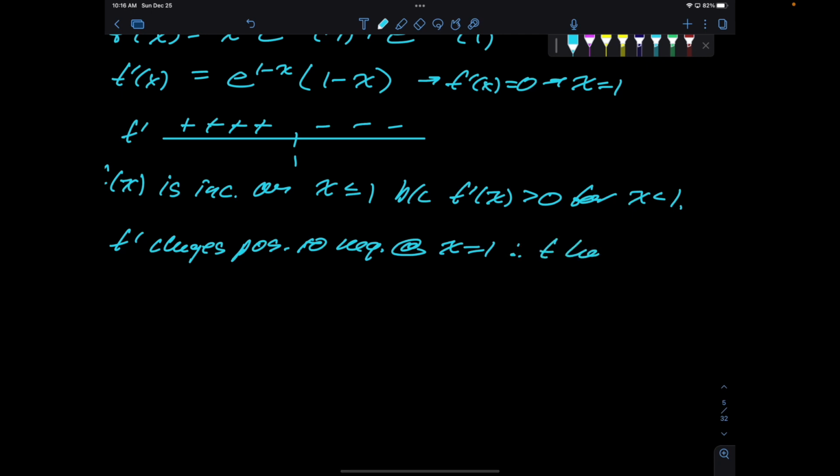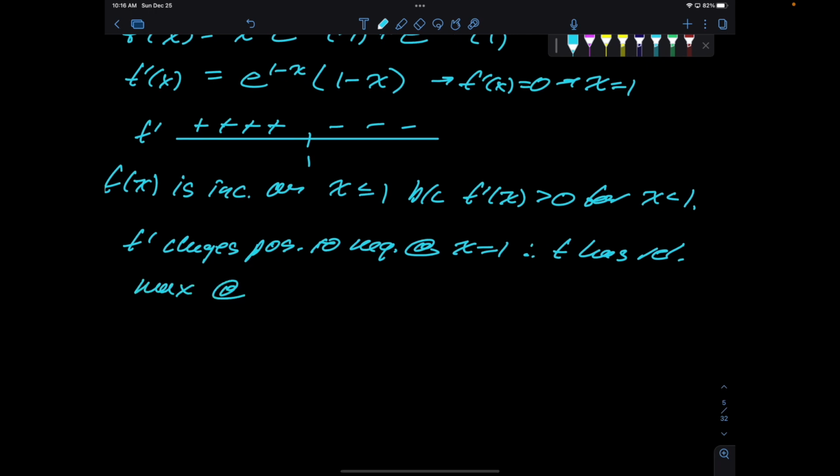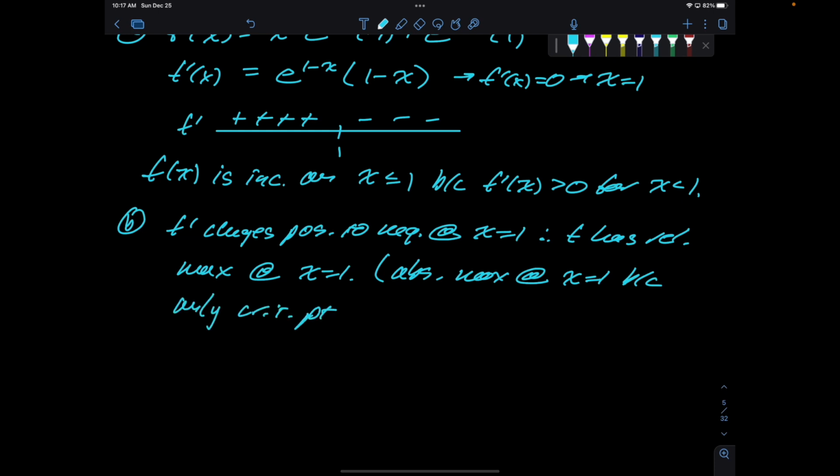Therefore, f has a relative maximum at x equals 1. All right, so we know that there's a relative maximum. It's actually the absolute maximum because it's the only critical point and you have a relative maximum. So, absolute max at x equals 1 because only critical point and relative max. So that's the only or lonely critical point theorem. If you have only one critical point and a relative maximum there, you must have the absolute maximum.